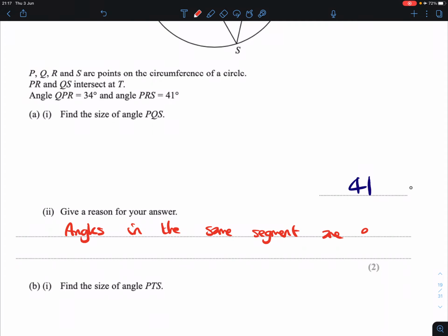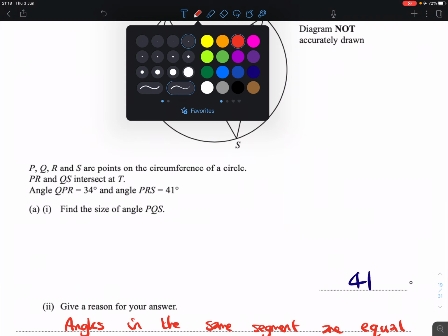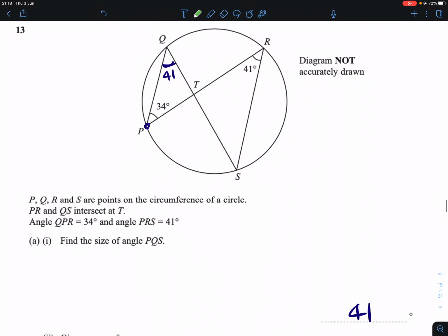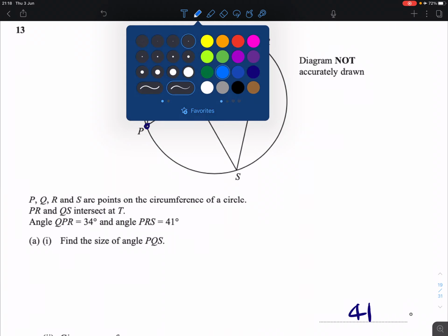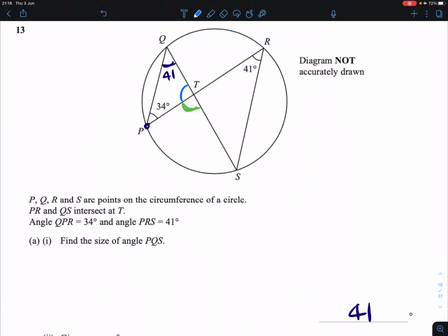Part b, part 1. Find the size of angle PTS. Well, PTS in our diagram is this here. What would be handy to figure out first, before we get the size of that angle, would be to know what this angle is here. So I'm going to highlight that one actually. I'll call this X, and what we're looking for, let's call Y.